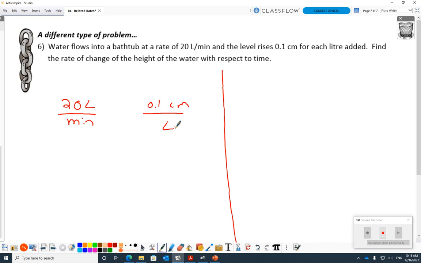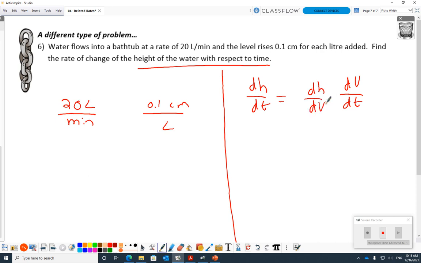But check this out. This is good. I want change of height with respect to time. I want dH dt. They've given me dV dt, change in volume with respect to time. And they've given me dH dV.